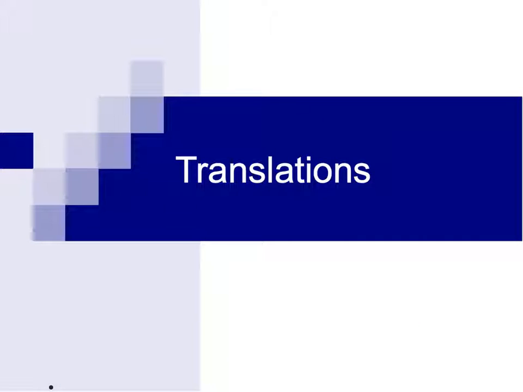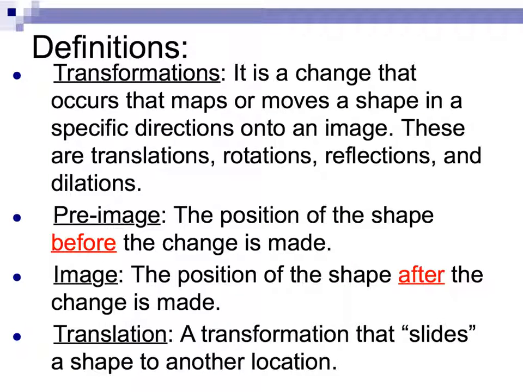Hello. So today's topic is going to be on translations, as you can see on the screen. Here are just some definitions. Transformations is a change that occurs that maps or moves a shape in a specific direction onto an image. These are called translations, rotations, reflections, and dilations. We'll be going through all four of those.